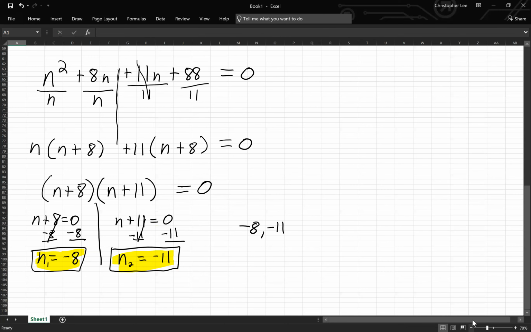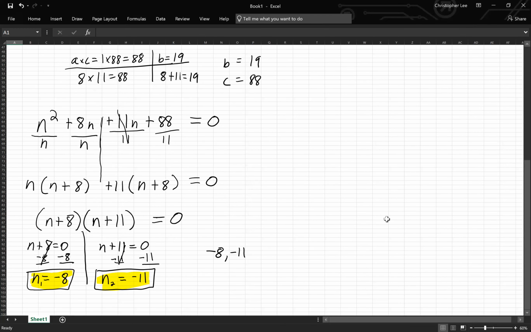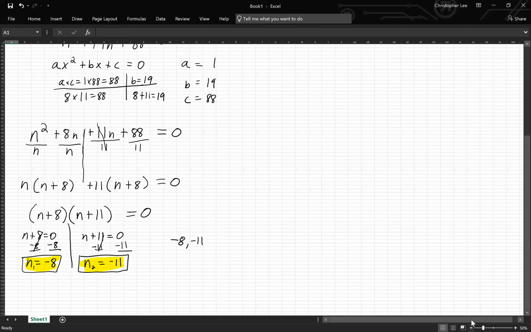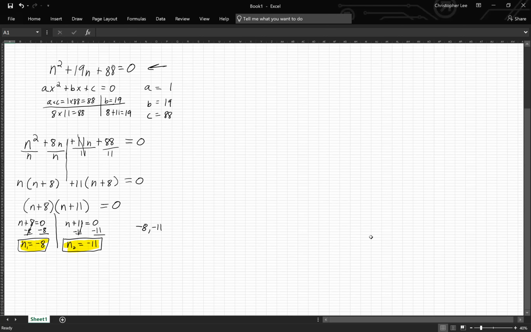Like this one, you're going to push that to the other side, and then there you go. Like everything to one side, and then you're going to solve for it. It's going to be 0 though.